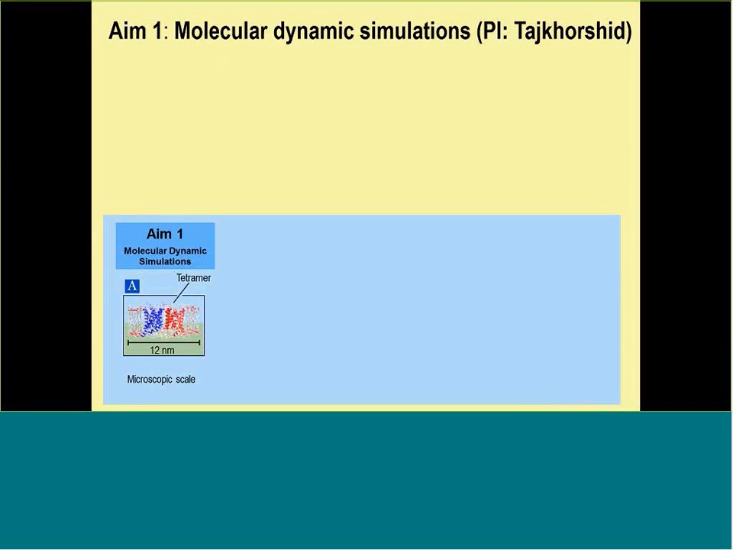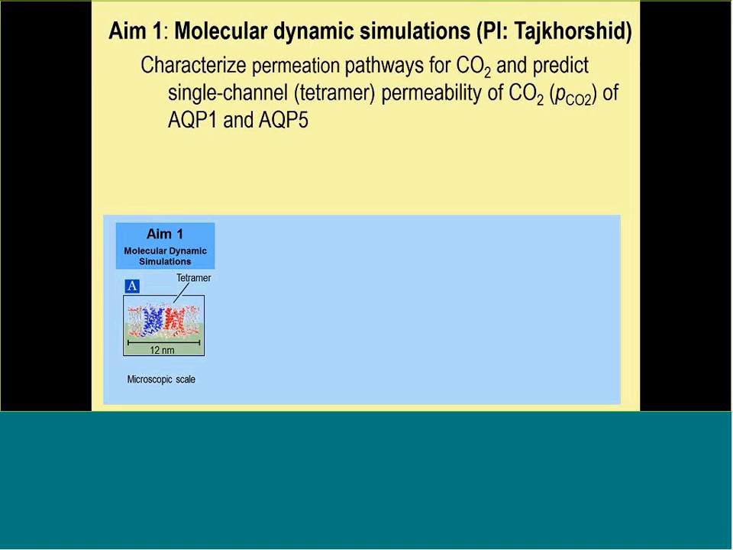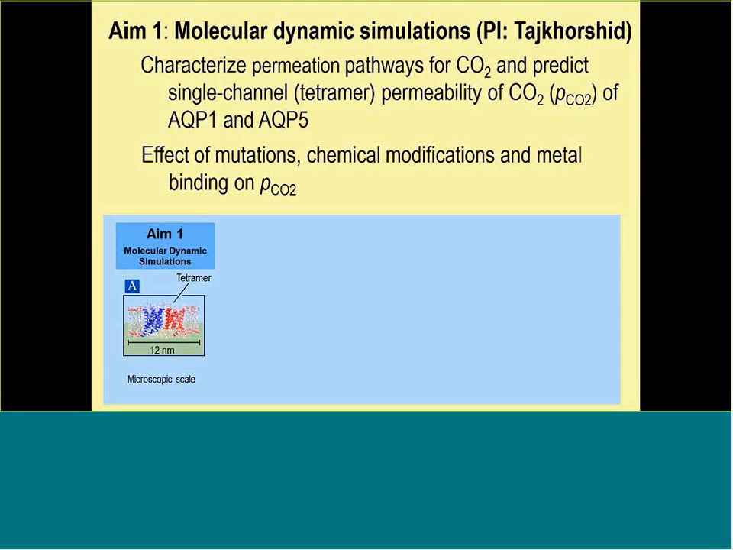So what are the main aims for this project? The first aim is on using molecular dynamics simulations to characterize the permeation pathway of CO2 and also predict single channel membrane permeability to CO2 for two main proteins, AQP1 and AQP5, for which we know the crystal structure. And then we also want to study the role of mutation on this single channel membrane permeability and also of chemical modification and metal binding.